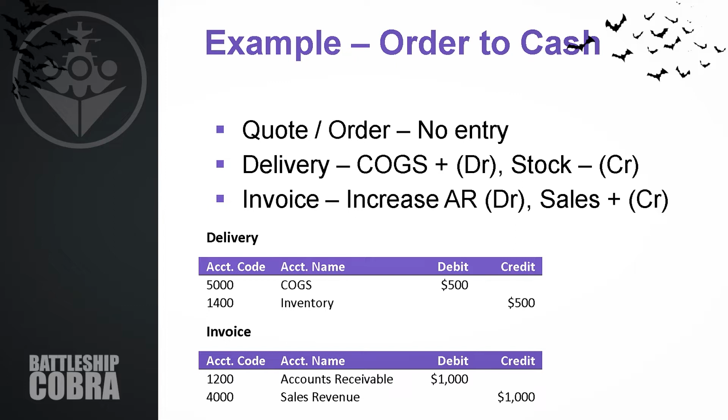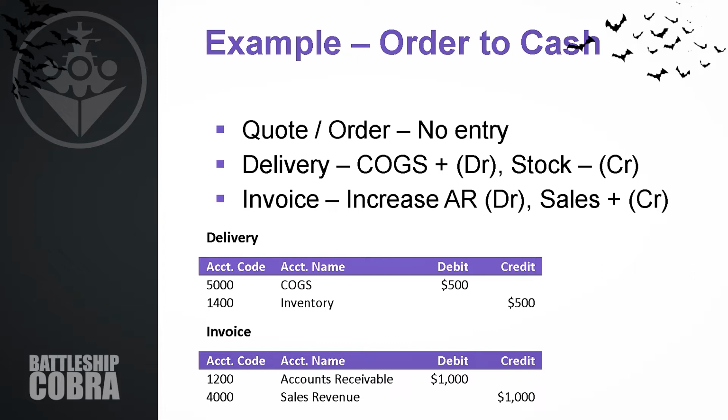Debiting it increases it. Then you're going to add to sales. So sales is going to go up, and sales is a credit balance account. So you're increasing sales and you're increasing what the customer owes you. So that's a 1,000 and a 4,000 level account. So let's look at those in a little bit more detail.